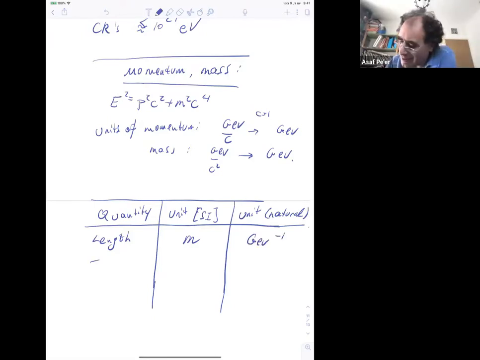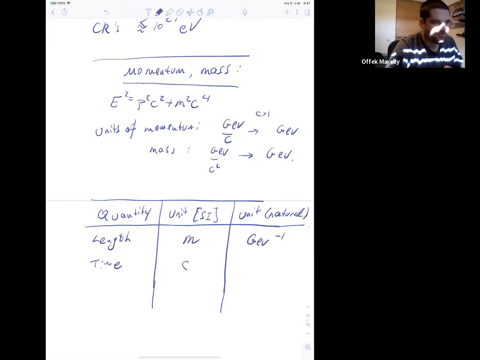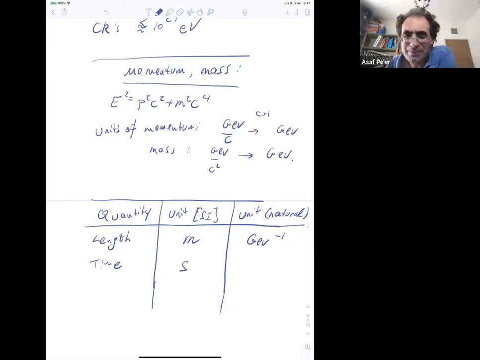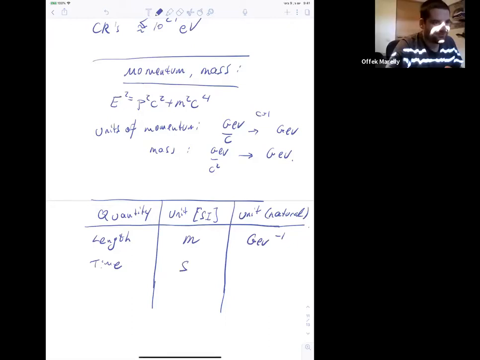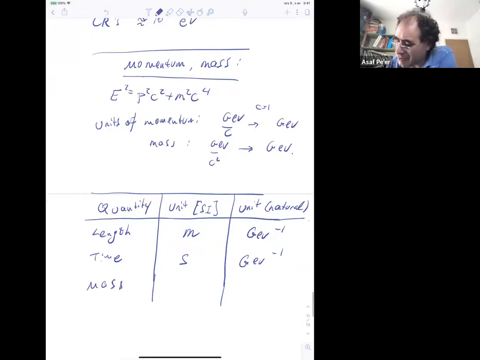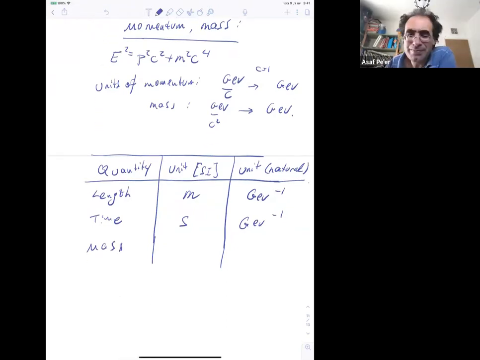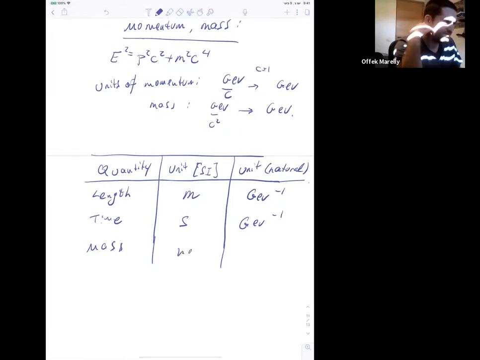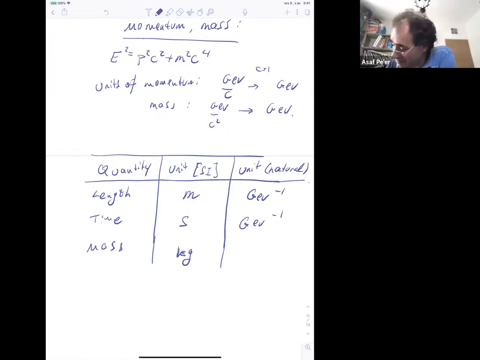What about time? What's the SI unit for time? Seconds. And what's the natural unit for time? Inverse energy. Right. GeV minus 1. Mass? What's the SI unit for mass? Kilogram. And the natural unit for mass? Energy.